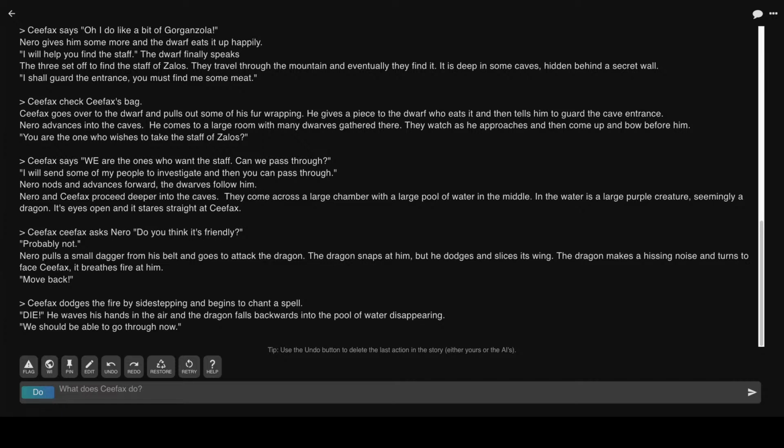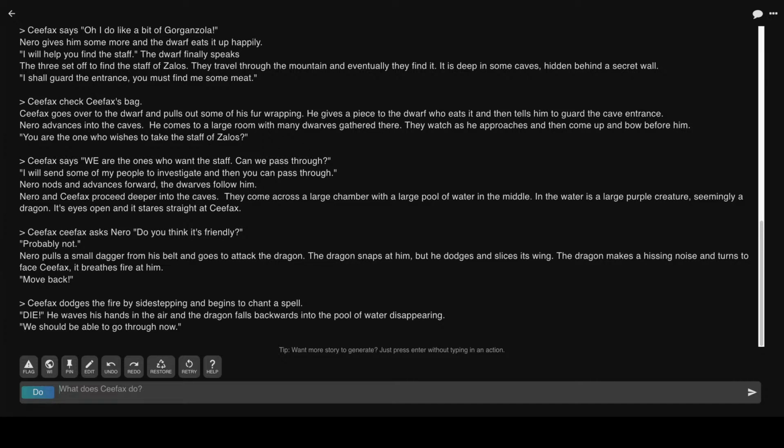Okay. So again, I feel like maybe I need to just say with the story, we're proceeding deeper into the caves, because seemingly we've encountered this dragon who's blocking the path. The dragon has now been defeated, so I think we need to just continue. Maybe if you add a little bit of flavour to it, the AI will pick up on that and might embellish it a bit. So if you say something like, Ceefax and Nero tiptoe around the pool, checking the walls, something a little bit more like reading a book.